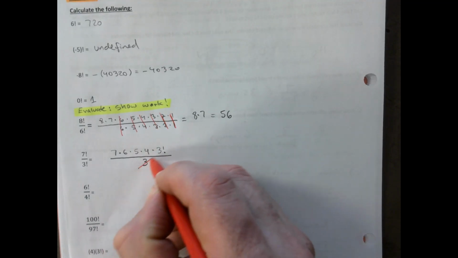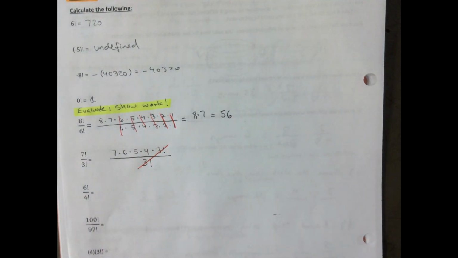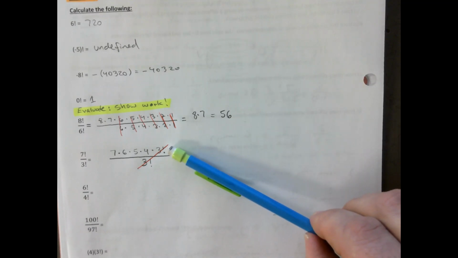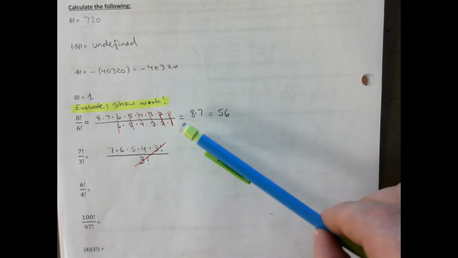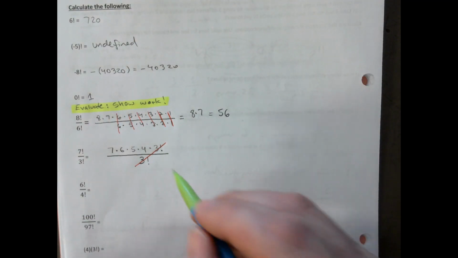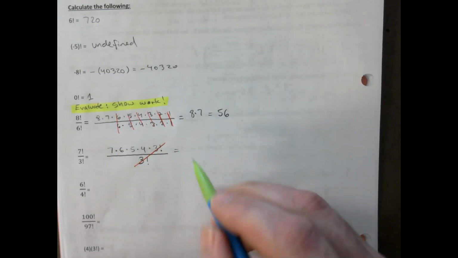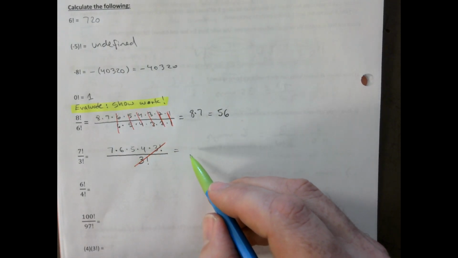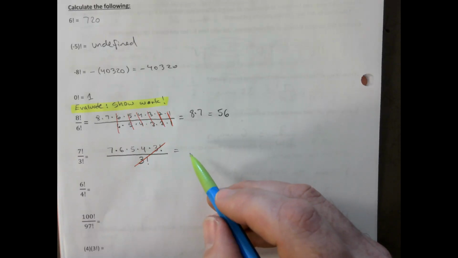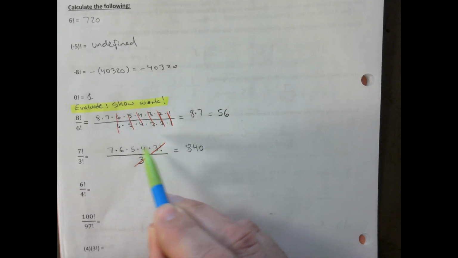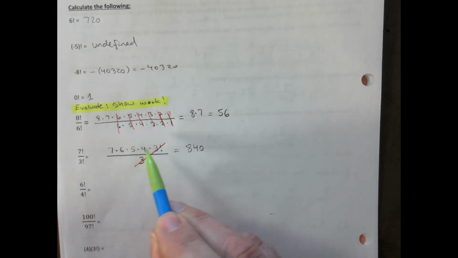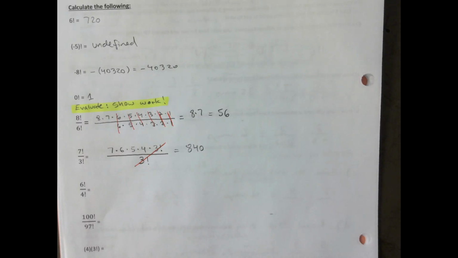I'm just going to ask you to do this. If you have a number with a factorial and the same number elsewhere in the denominator, also factorial, cancel them out just like that. So now you can do the math there. That gives you 840. So this would be evaluate. I consider this enough work to get the marks for that.